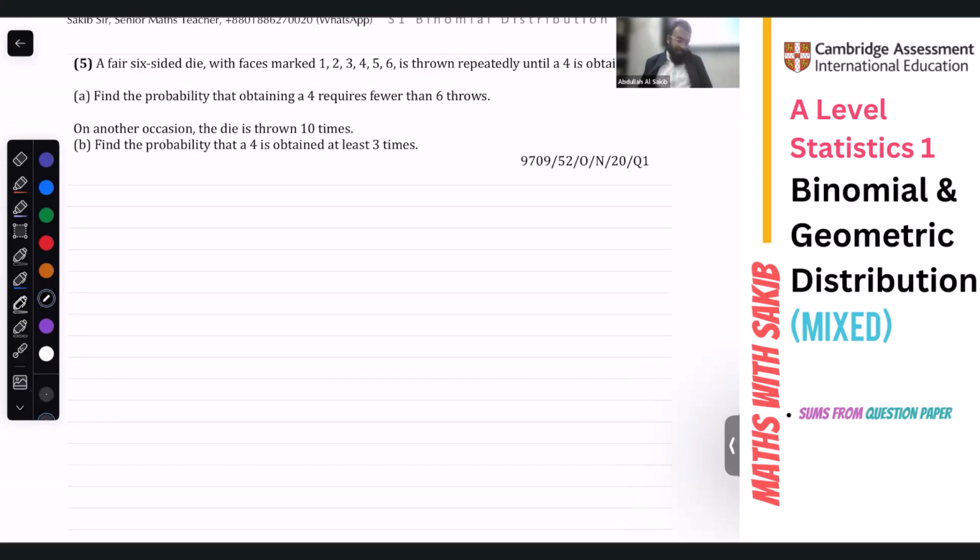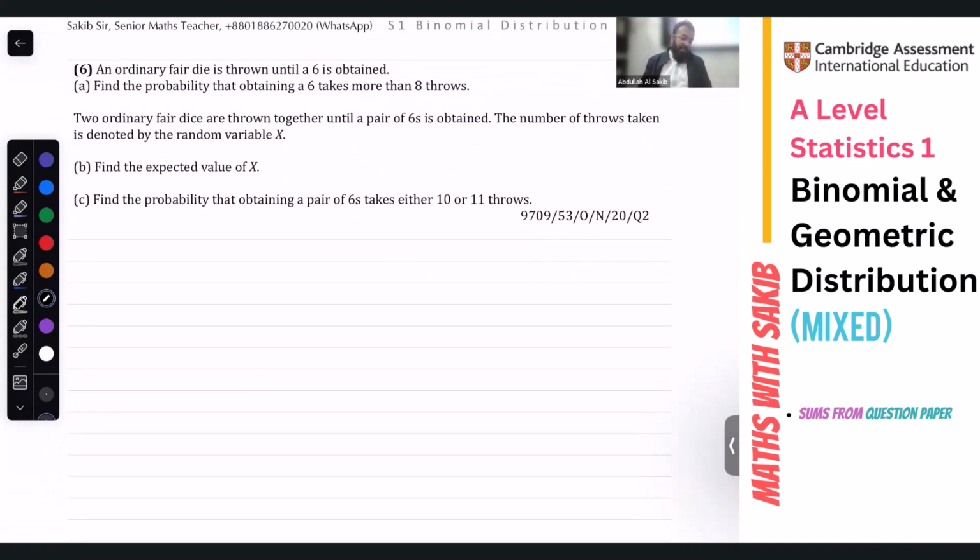Isn't it? Next, on another occasion, the die is thrown 10 times. So now it's a math of binomial. Find the probability that a 4 is obtained. Which one is the probability of success? Obtaining a 4. That is 1 by 6. So failure will be 5 by 6. We can do this math, isn't it? Next.